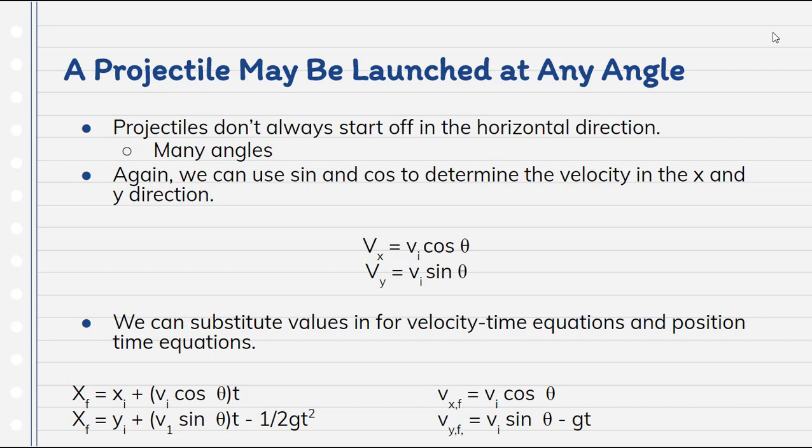So we can actually substitute these values in for velocity time equations and position time equations in order to be able to solve for a variety of different variables. I'll honestly say that these are probably the equations you're going to use the most, because these are instances where projectiles do not start off in the horizontal direction. So as a result, the initial velocity that we are going to use is going to have an x component and a y component. And we need to be able to extract those from the initial velocity altogether. So we basically just take those values and substitute those in for the four equations we've looked at previously. And that gives us a wide variety of information that we can utilize in order to be able to solve for the equations that we're going to be taking a look at here in just a moment.